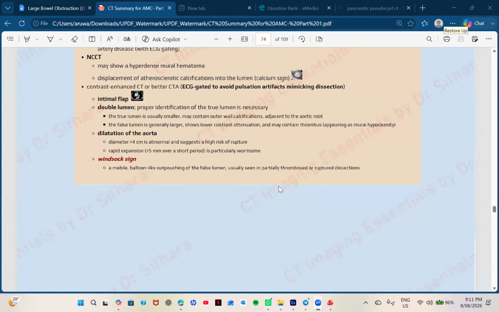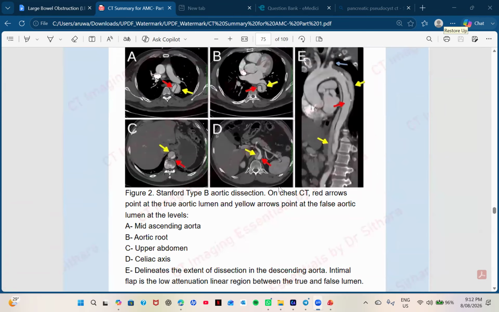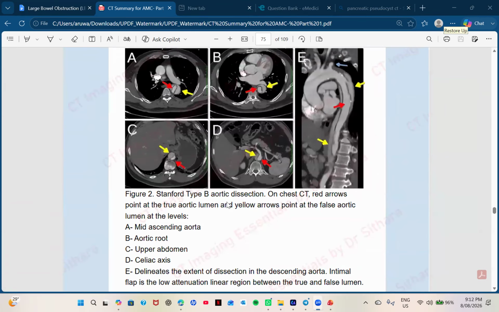Okay, what can you see here? This picture stands for type B aortic dissection. So what does type B mean, doctors? How do you differentiate? Tell me, what do classification A and B stand for? Where is it involved? Stanford A means the ascending aorta is involved, right?